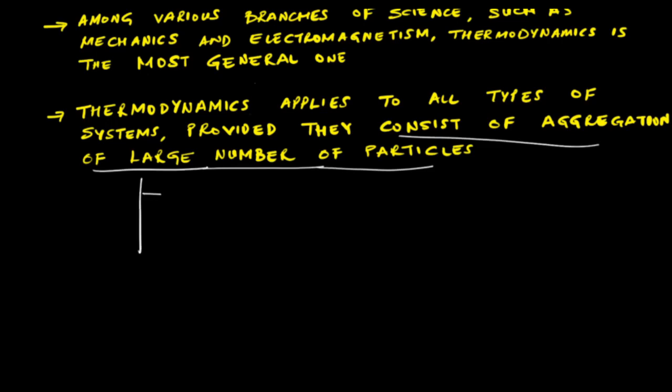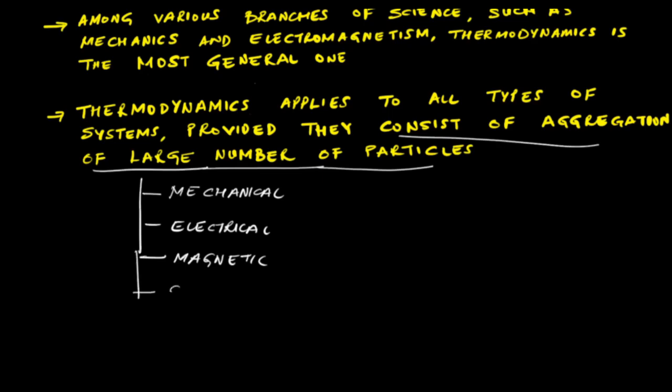So thermodynamics is applicable to different kinds of systems. These systems may be mechanical, they may be electrical, they can be magnetic, and they could also be chemical or even electrochemical systems. And the only criterion is that they must consist of an aggregation of a large number of particles.